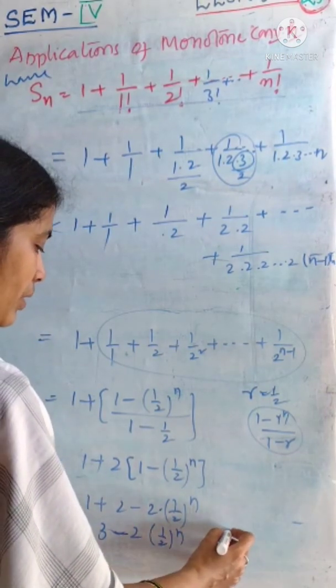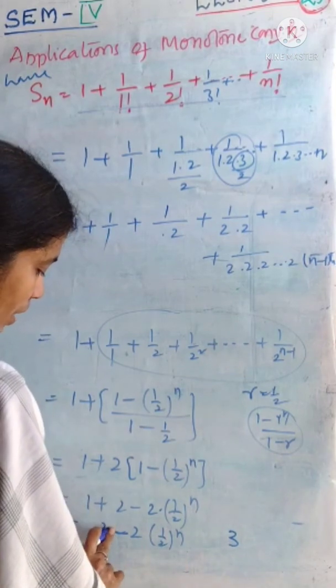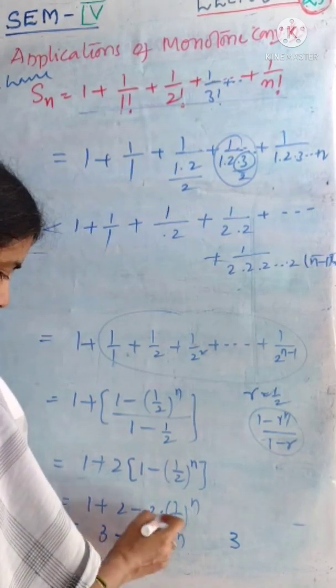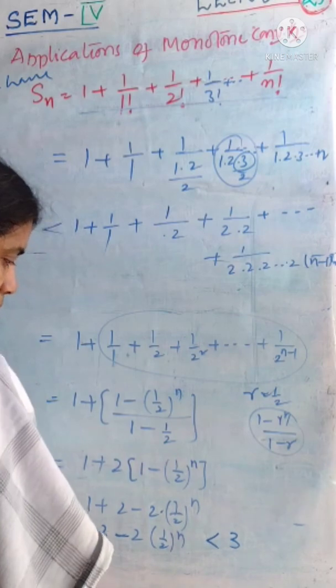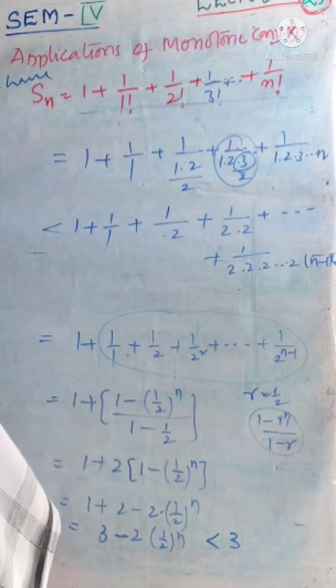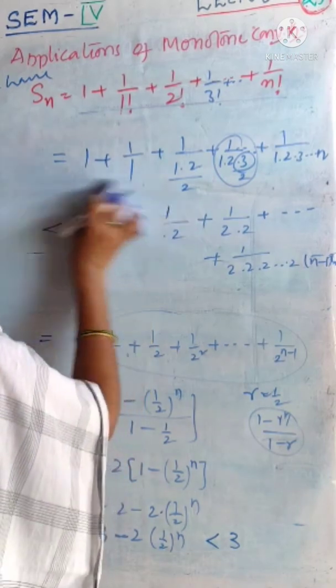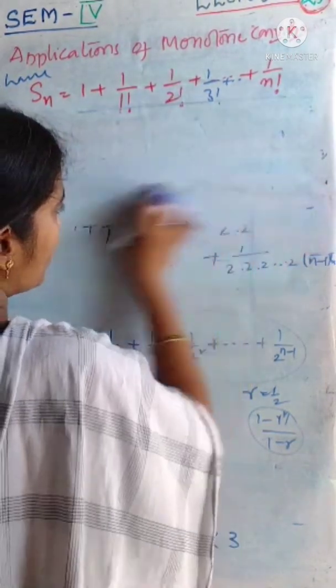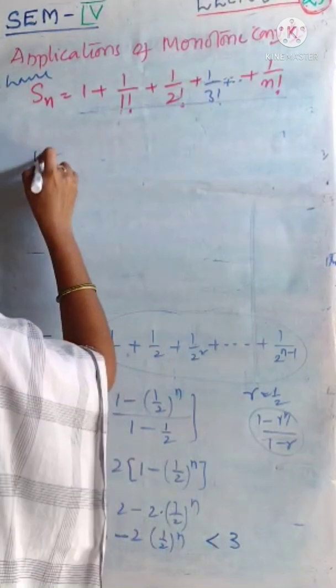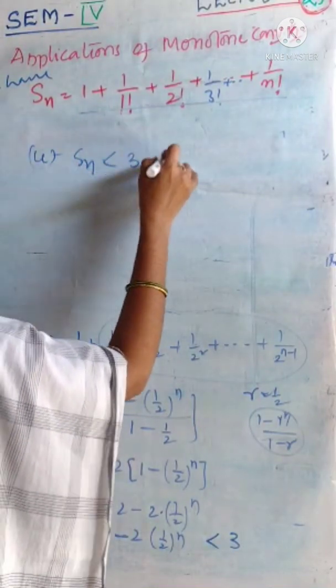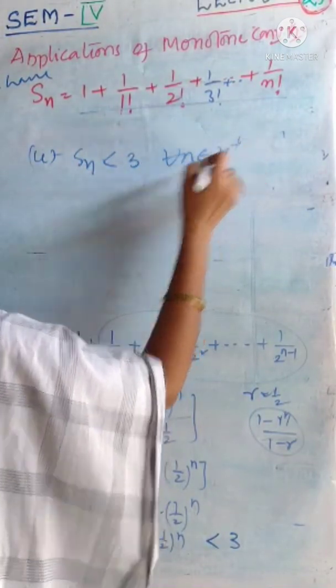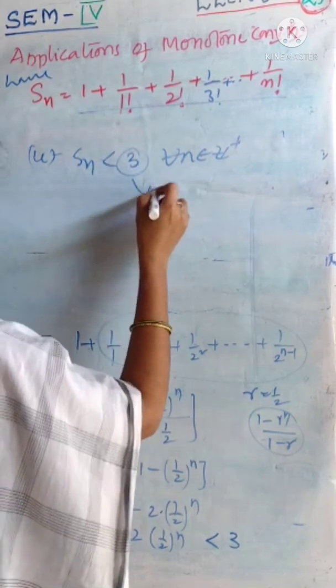What is the relation between 3 and this value? Obviously this value is less than 3. That means our sequence terms are lesser than 3. That is, Sn is less than 3 for every n, not only single n. Therefore 3 is upper bound.